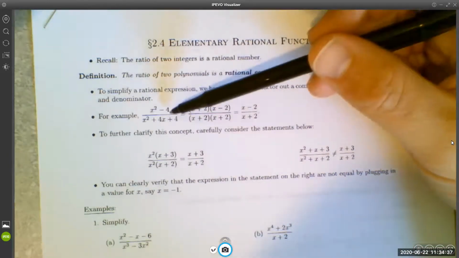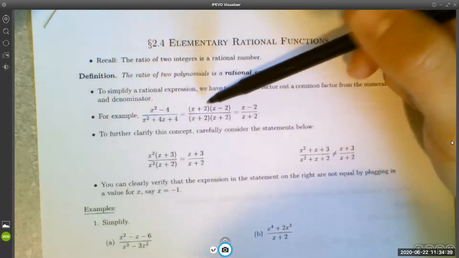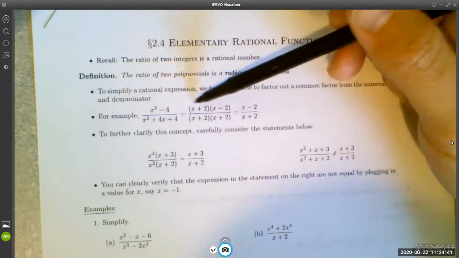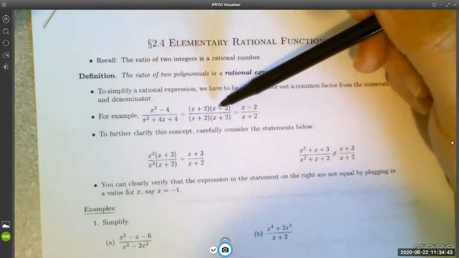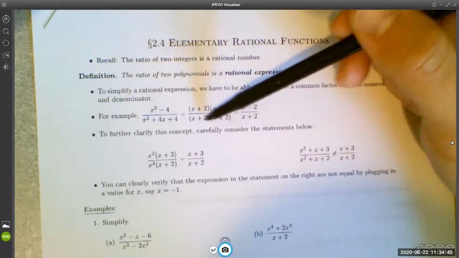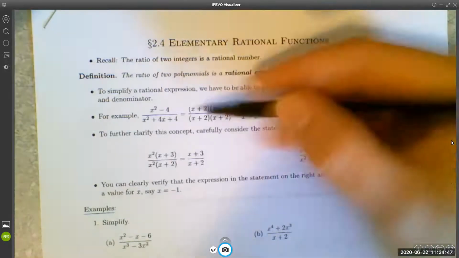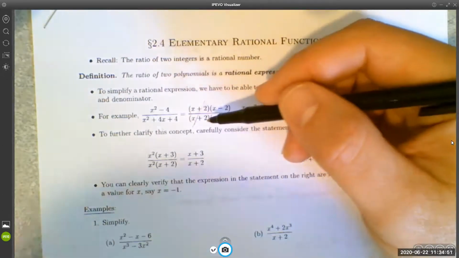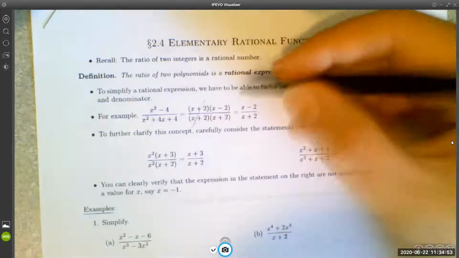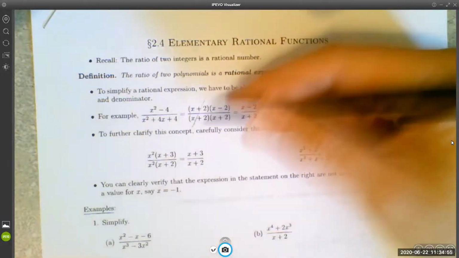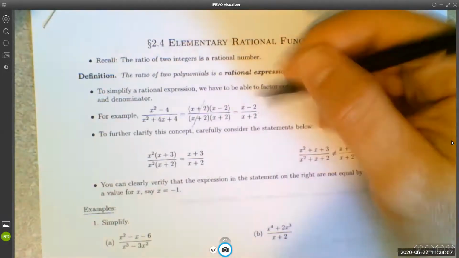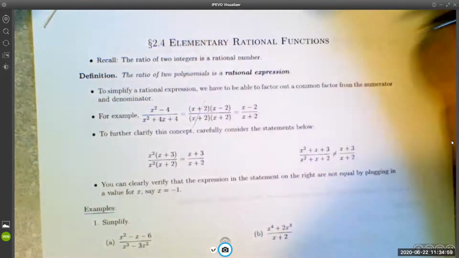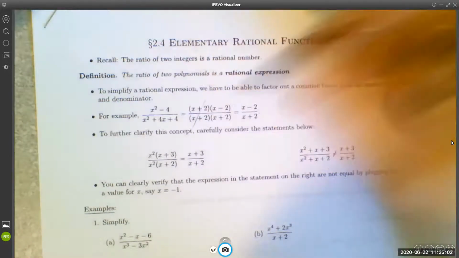What you can do is you can factor, right? The numerator is a difference of squares, so it goes to (x plus 2)(x minus 2). The denominator factors as (x plus 2)(x plus 2), and then the x plus 2's cancel, right? Once you've factored something out, you can cancel it off, and then you're left with whatever the remaining factors were.